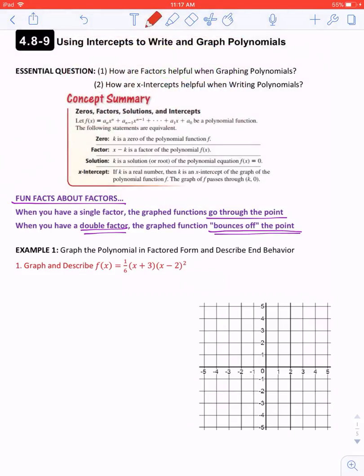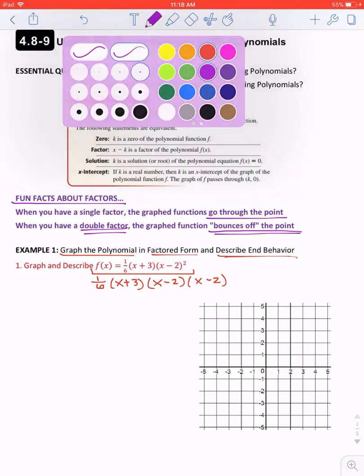Number 1, we need to graph this polynomial. It's in factored form and describe the end behavior. The end behavior is necessary to know because it's going to tell us how to graph it. All right, so this is what we're given. f of x is 1/6 (x plus 3)(x minus 2) squared. That squared means I have this double factor. You see how it's squared? That means I have two of them. I have an x minus 2 times x minus 2.